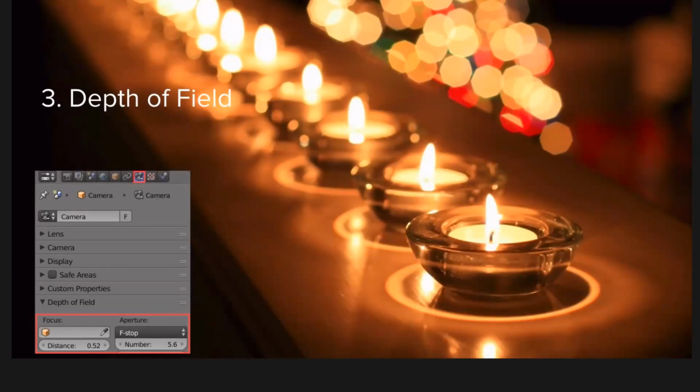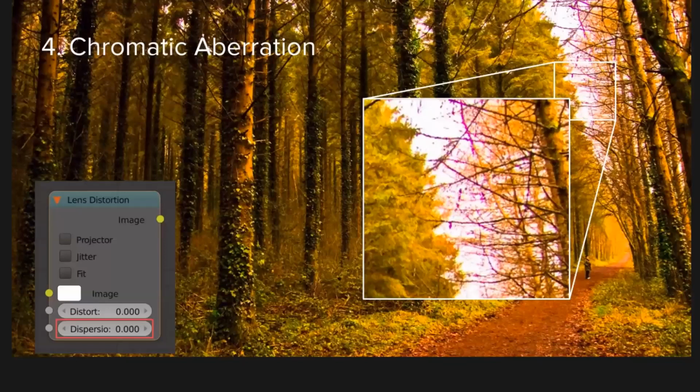Chromatic aberration. Chromatic aberration most commonly happens with trees against the sky, where dark meets bright. It's most apparent in cheap lenses, but if you use it too strongly, it's going to make it look like the shot was made with a very creepy lens.